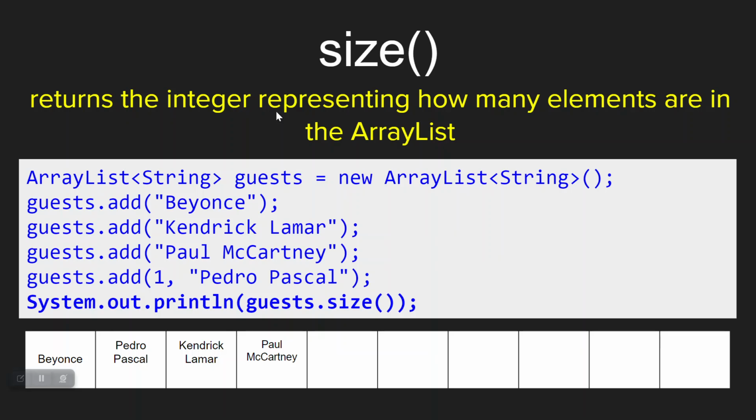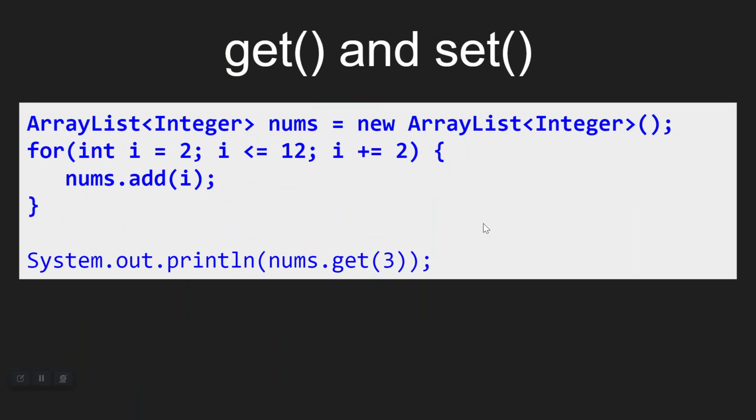It returns the integer representing how many elements are in the ArrayList. So if I've already added everybody in there, and I put in a print statement, guests.size(), and I call the size method, what this is going to do is it's going to return the value of how many elements are in here. So obviously that's 4. And so this would basically just be printing the number 4. So boom, 4 would show up on my console. Again, pretty straightforward. Now let's get into some other methods.